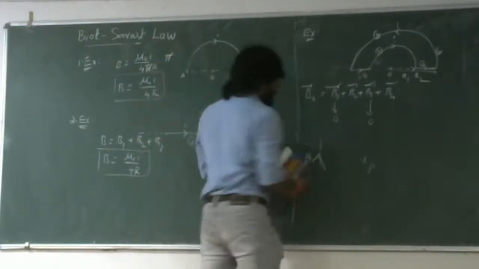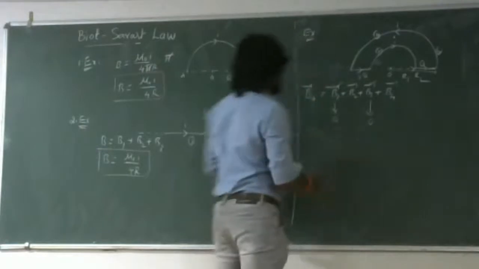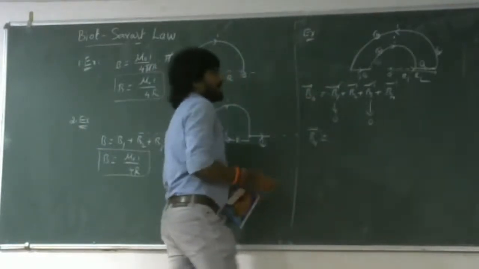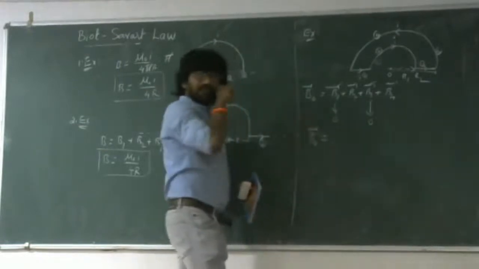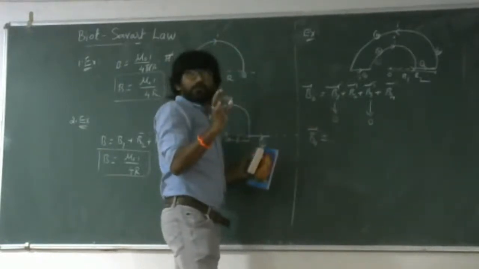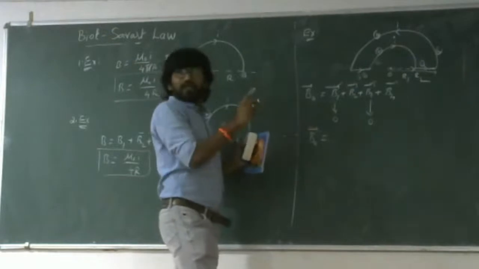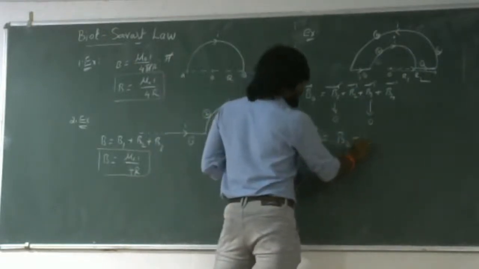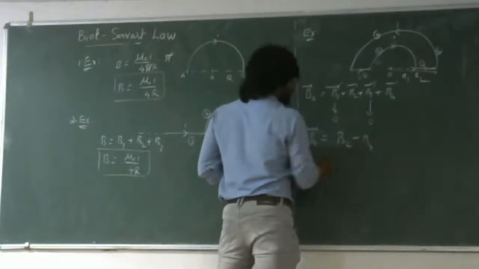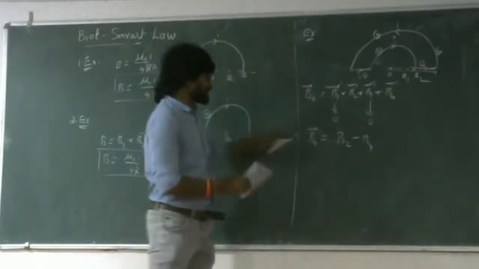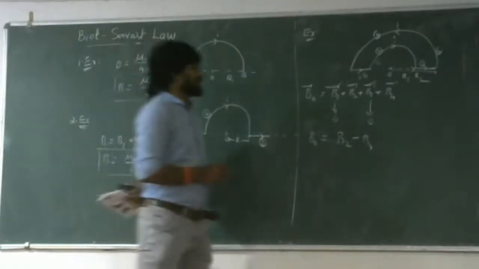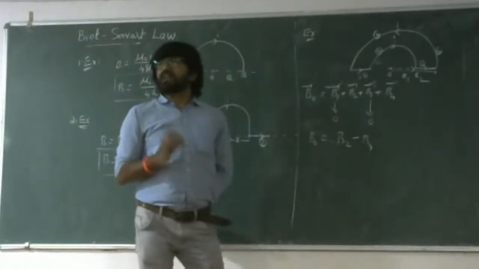So, therefore, B naught vector is equal to B2 minus B4. If you want to know only the magnitude of the resultant field, the magnitude is the larger one minus the smaller one.